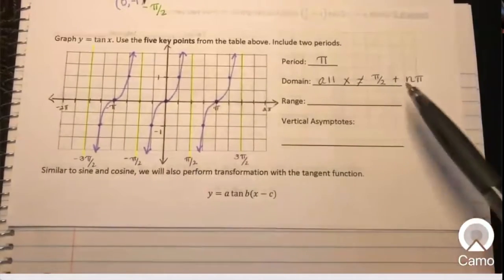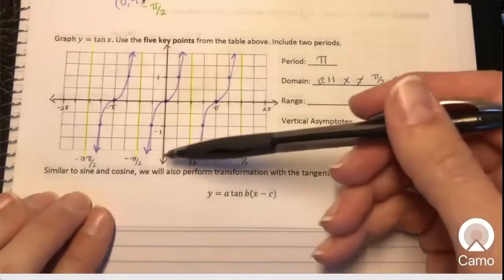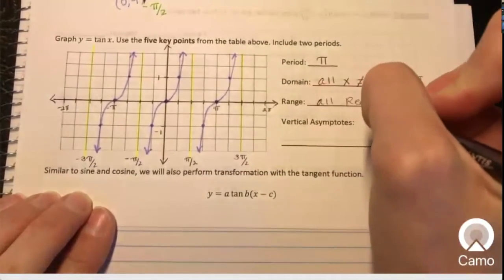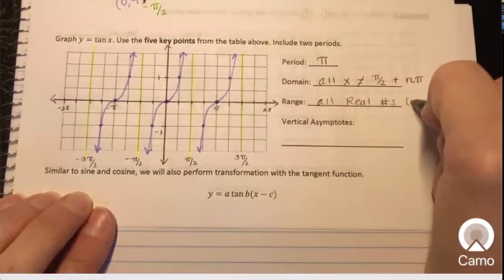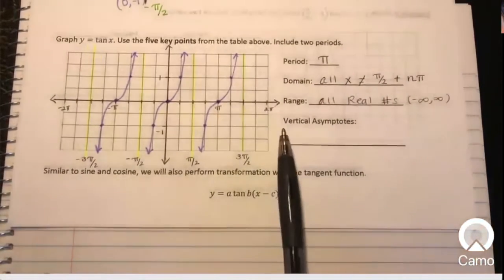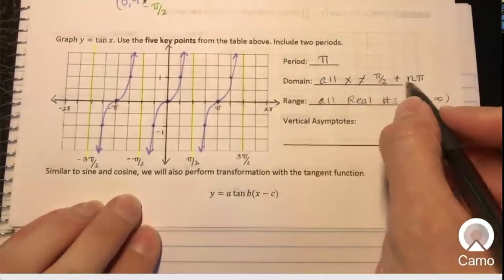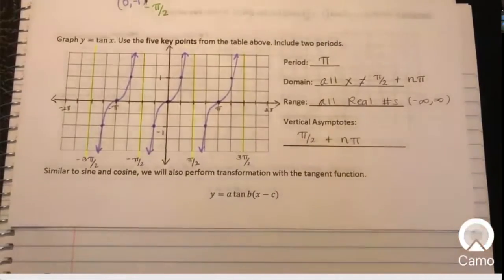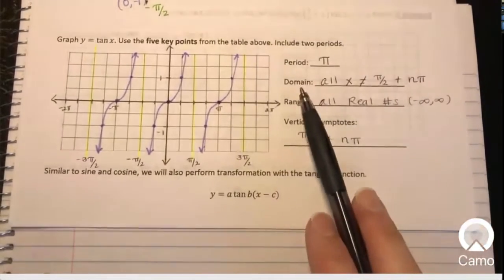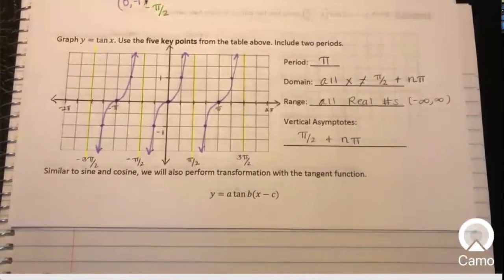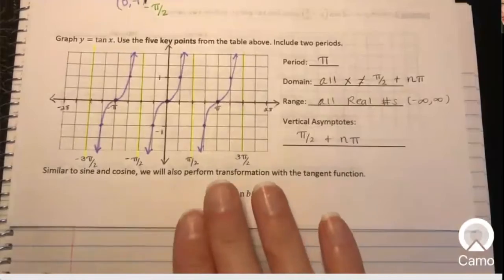Our range, our y values, you'll notice that those are all real numbers. So all real numbers, or we would write that from negative infinity to positive infinity in interval notation. And then we have our vertical asymptotes given here at pi halves plus n pi. So we can see that our domain is just all the x values that do not equal our vertical asymptotes. So we can go ahead and transform our tangent functions just like we did with sine and cosine.